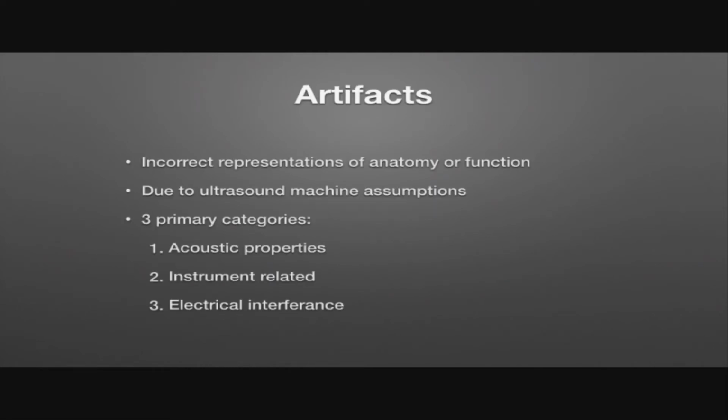Okay, so that's harmonic imaging. Let's talk now about artifacts. So this is a really important concept to understand. You're going to see them a lot in your day-to-day practice, and they love asking about it in exams. So what are artifacts? Well, artifacts are basically the appearance in the display that's not accurately representing the anatomy that you're imaging. So they're incorrect representations of that anatomy or function that you're looking at.